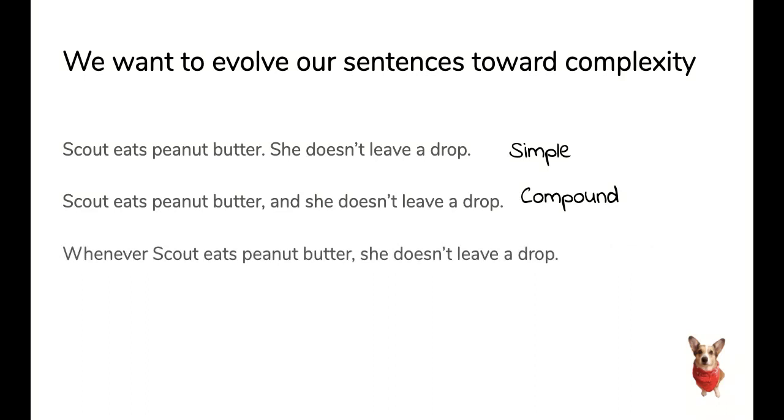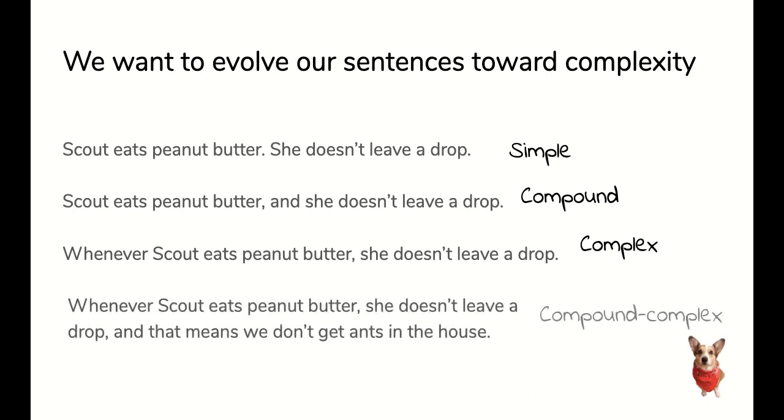The third type of sentence is the complex sentence. Whenever Scout eats peanut butter, she doesn't leave a drop. And the last one, the one we're going to be looking at today, is the compound complex sentence. Whenever Scout eats peanut butter, she doesn't leave a drop, and that means we don't get ants in the house.